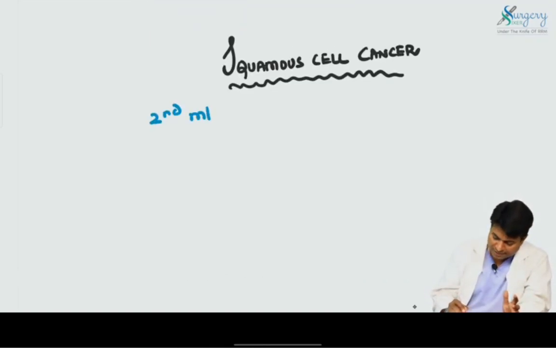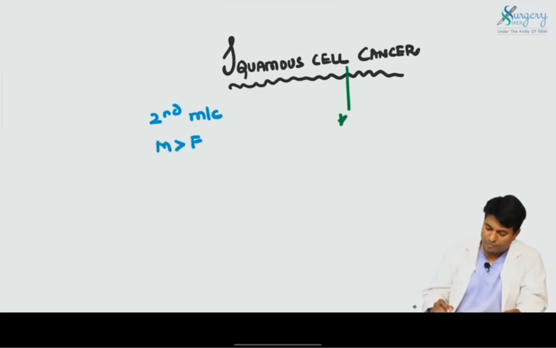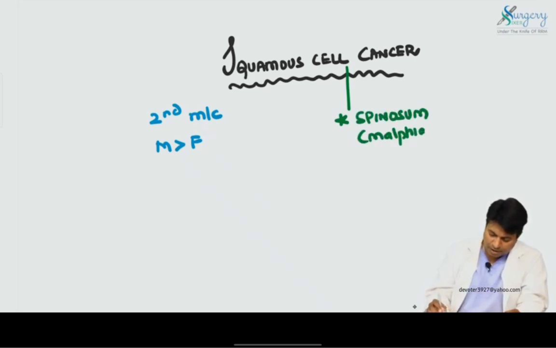It is the second most common cancer. Please remember, it is the second most common cancer. It is also more common among males than females. From which layer does squamous cell cancer arise? It arises from the stratum spinosum, also known as the Malpighian layer or prickle cell layer. All these are the same. Only this layer gives rise to it.